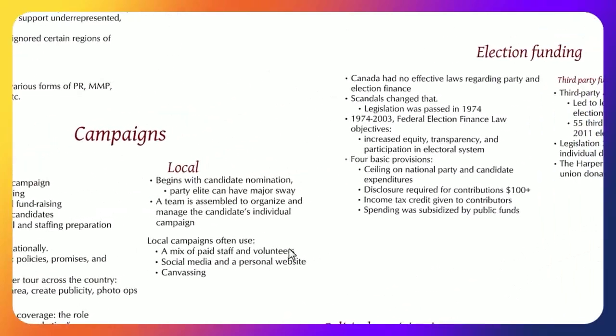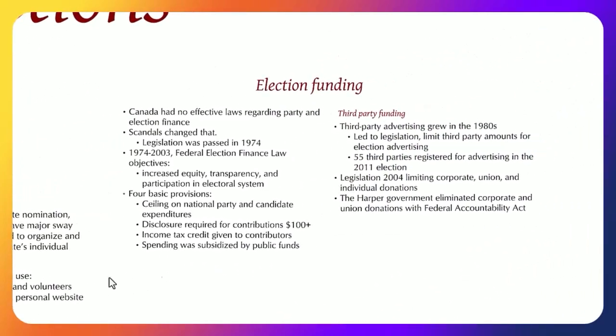Election funding is regulated in Canada. The country didn't have any effective laws about this for quite a long time, but there were some scandals that changed that, and legislation was passed in 1974 to regulate spending. The objectives of the federal election finance law were to increase equity, transparency, and participation in electoral systems, with four basic provisions: a ceiling on national party and candidate expenditure, disclosure for contributions over $100, an income tax credit given to contributors, and also some subsidizing of public funds to political parties depending on voter support.